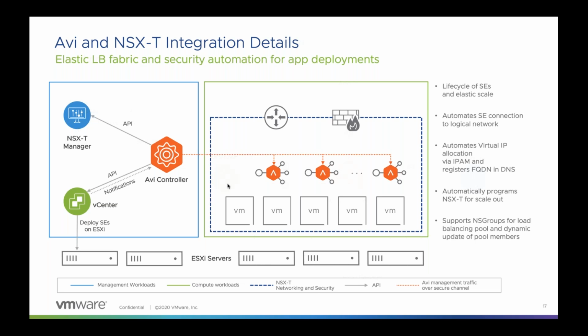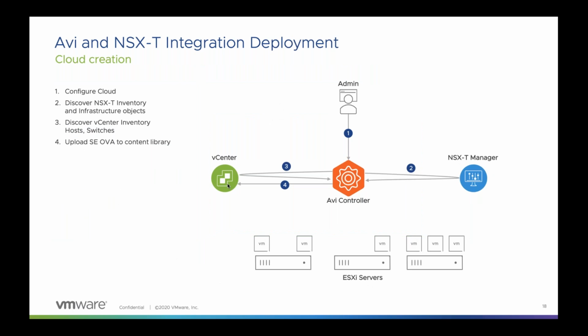So let's go through the day 0 and day 1 configuration steps. The configuration looks something like this. Once you deploy the AVI controller, it requires configuration of a cloud. A cloud is nothing but a way for the AVI controller to tie in with your infrastructure. So on day 0, the admin goes and configures the cloud.